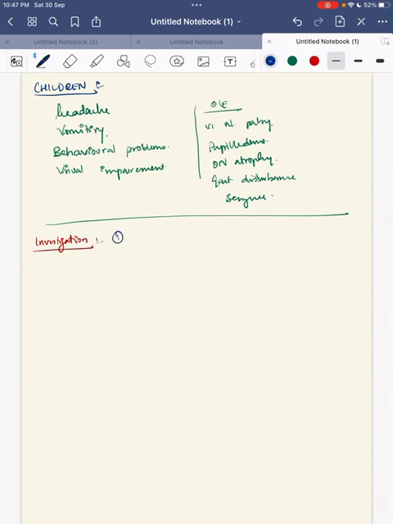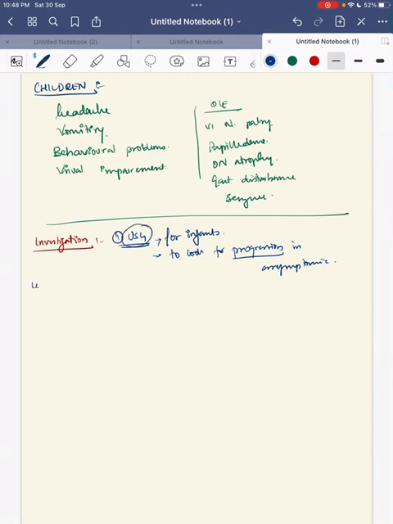First is USG, ultrasound of the cranium in infants, because they have the fontanelle. This anterior fontanelle acts as a window, so you can view through it with USG. So this is for infants. It is to look for the progression and the size of the ventricles in asymptomatic or minimally symptomatic children.